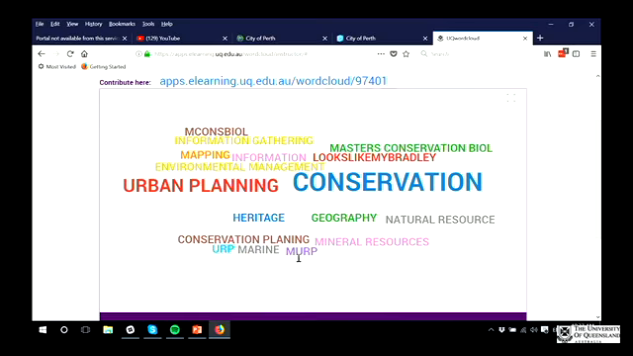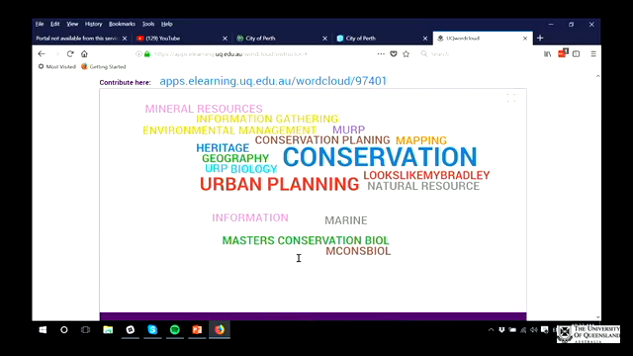What else? Is anything different there? Mineral resources, information gathering. Okay. So it seems to be an emphasis on conservation, natural resource management, environmental management, and urban planning. Sort of an environmental theme, mainly perhaps. Marine and mineral resources. Okay. So hopefully that gives me a bit of a sense of what you're all interested in.